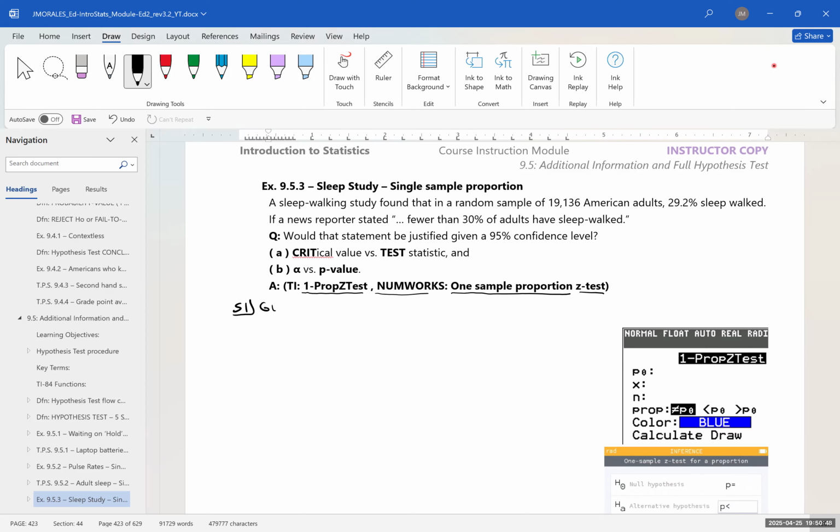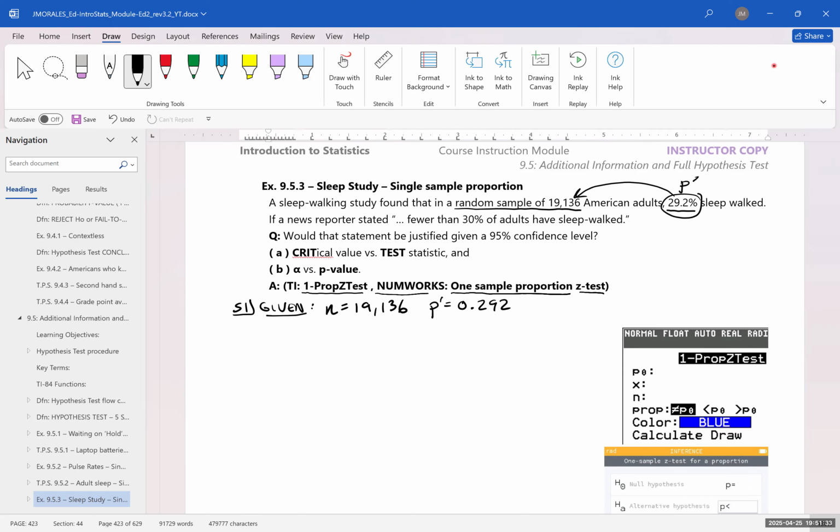Step 1 is let's look at our given information. So a sleepwalking study found that in a random sample of 19,136 American adults, so that's our sample size, 19,136. 29.2% sleepwalked. Okay, so this 29.2% is related to our sample. So this is a sample proportion, so p prime. So that's 0.292.